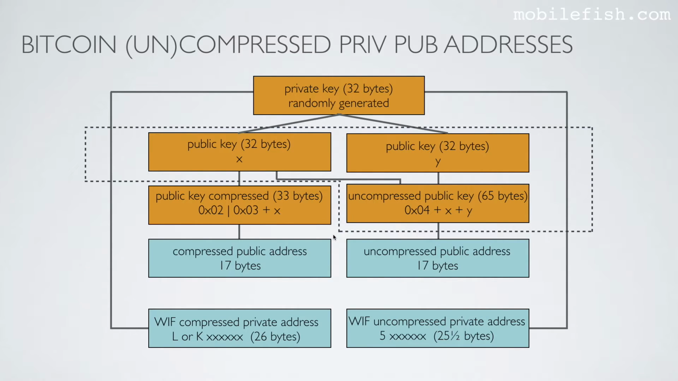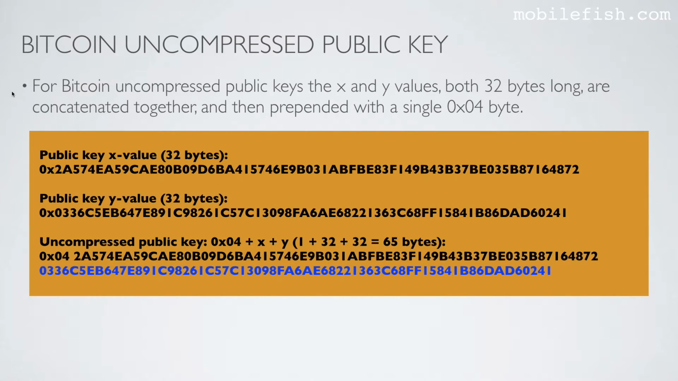In the following slide, I will show you an example of an uncompressed public key. According to this drawing, an uncompressed public key consists of a byte, the X coordinate of the public key, and the Y coordinate of the public key. For Bitcoin uncompressed public keys, the X and Y values, both 32 bytes long, are concatenated together and then prepended with a single hex value 4 byte.